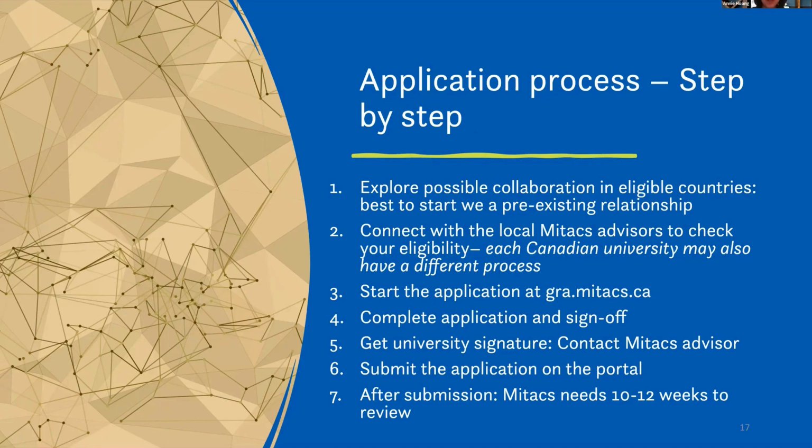So once you check your eligibility, double check with your Mitacs advisor at your Canadian university, just to make sure you know what the internal steps are, especially for the sign-off process. You can start your application on the GRA portal, complete the application, have everyone sign off, and then get the university signature. And then you can click submit on the portal.